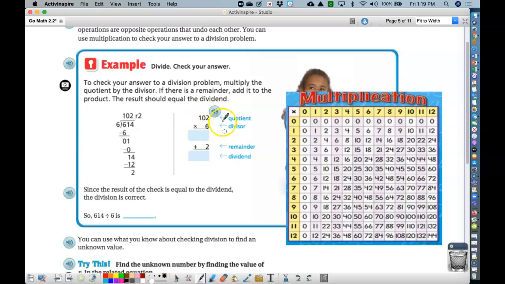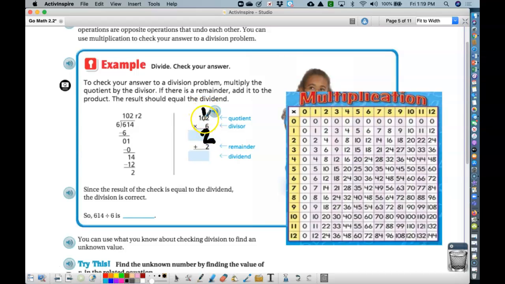So we're going to take a look to see if we multiply, can we check our division. The first thing you do is you take your quotient, which is 102, and multiply it by the divisor 6. And 6 times 2 is 12. Now my writing tool is going to work here. Come on. If I can click. There we go. Carry the 1.